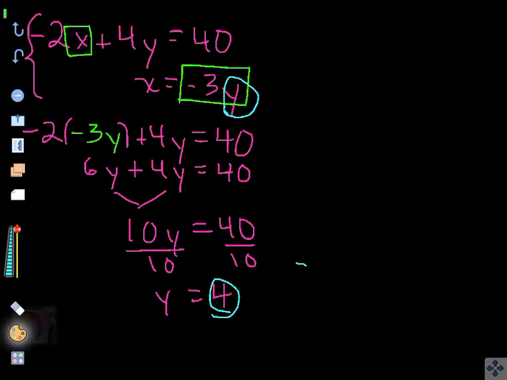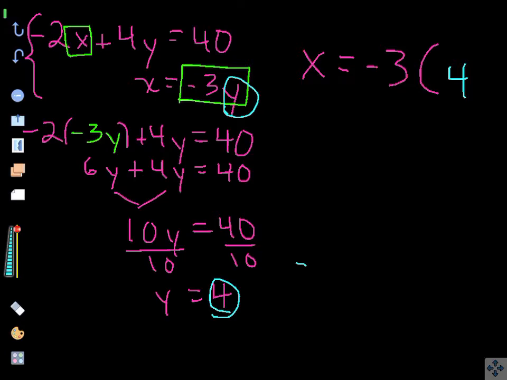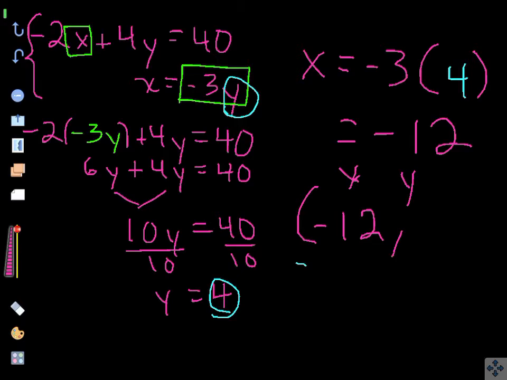So we're going to rewrite that bottom equation and substitute our y value in. So we'll have x equals negative 3 times the y value that we found, which was 4. And then negative 3 times 4 is negative 12. So we have our y value and we have our x value. And make sure you're always writing your solution x comma y. So, oh, see, I messed up. You would write negative 12 comma 4.